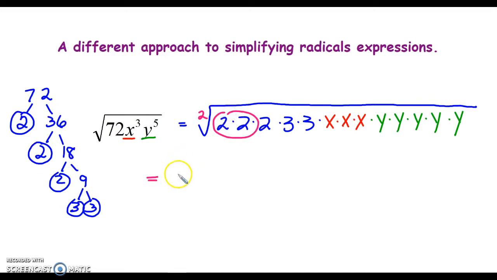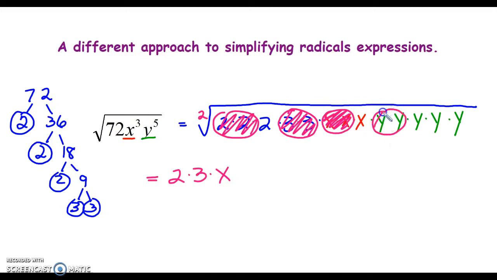Here's a group of 2. That comes out as a single 2. Here's a group of 2. That 3 times 3 comes out as a single 3. Here's a pair of x's. That pair of x's comes out as a single x. Here's a pair of y's. They come out as a single y. Here's our final pair. Another pair of y's comes out as a single y.